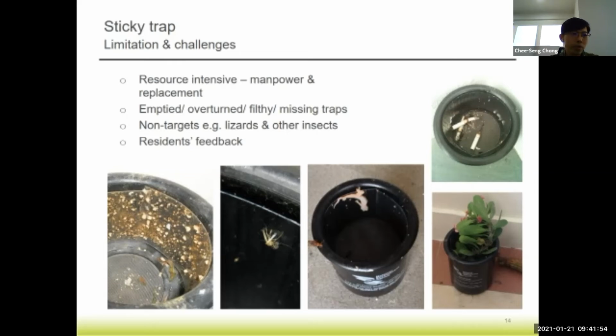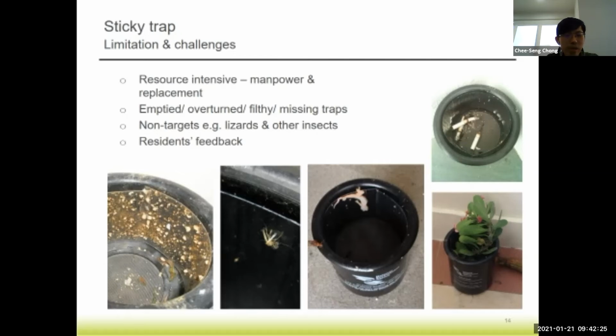And often we do find that because the trap is relatively small, it can be emptied or overturned by mistake or intentionally, because often we have community members or residents who think that there is a device breeding mosquitoes outside the home. So it takes a bit of education to tell them that this is for surveillance and control purposes, and that's where they will leave it alone.